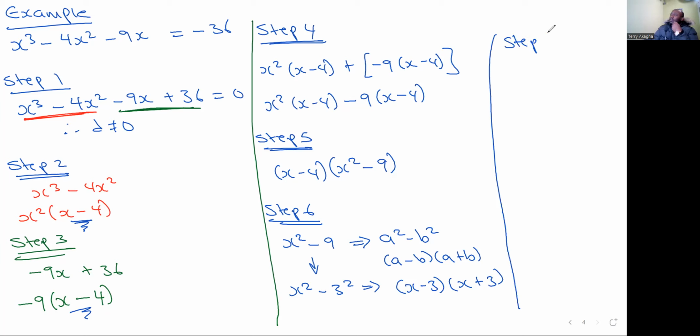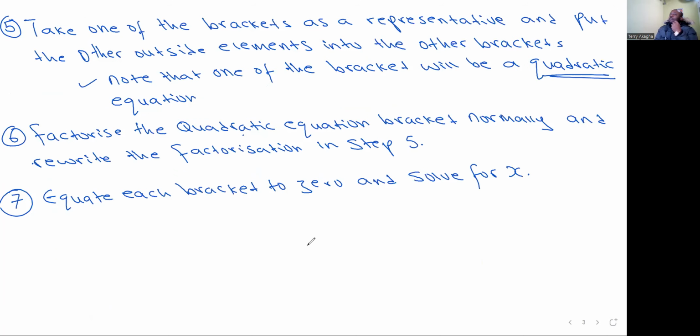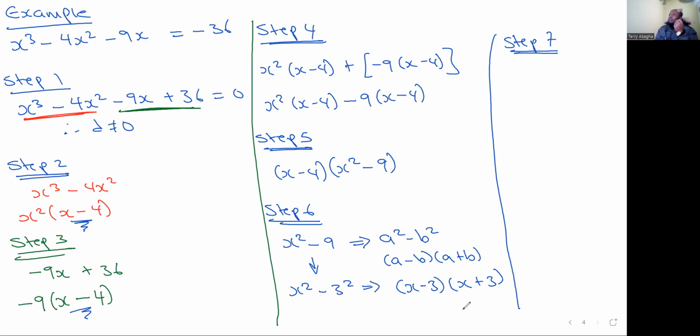Then when you're done with that, step 7. Okay, step 6, we're not done. It says factorize the quadratic equation normally and rewrite the factorization in step 5, okay? So instead of having x squared minus 9, I'm going to replace it with x minus 3 and x plus 3. And I'm going to bring down the x minus 4. Are you seeing it? So it's being factorized now.